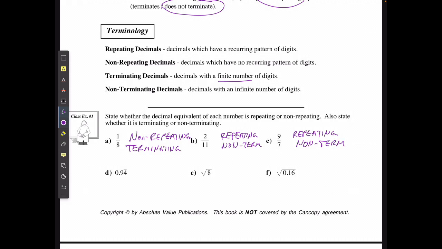We can see that from the decimal 0.94 with a line over the 4. That line over the 4 means that the 4 keeps going on and on forever. So this is repeating and non-terminating.